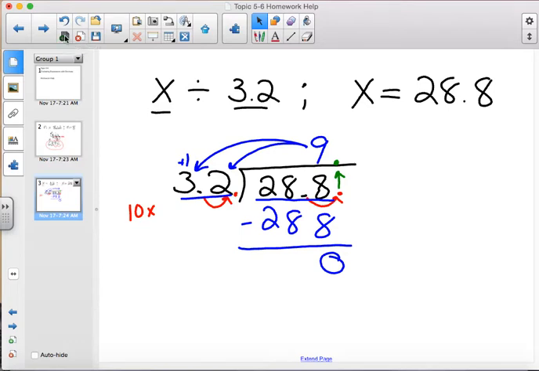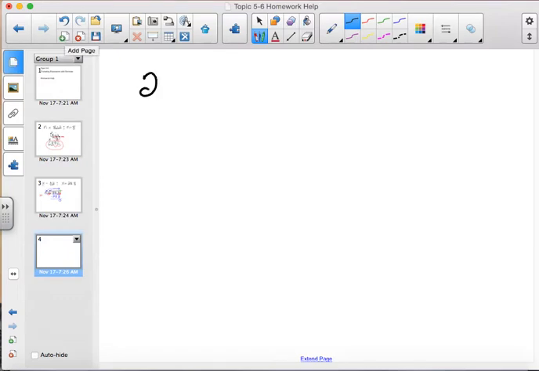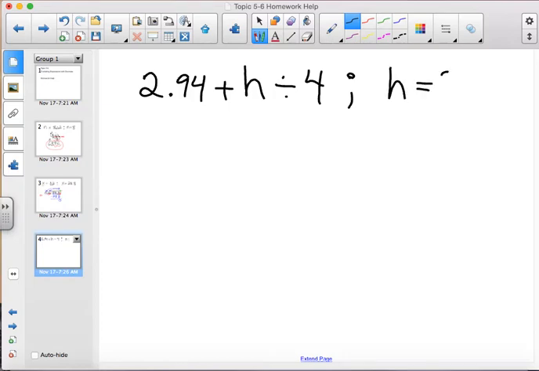Okay, let's try another one. We'll make it a little bit more complicated this time. We'll add in a couple of operations, so you'll need to watch the order of operations. We have 2 and 94 hundredths plus h, the variable, divided by 4. And the value of h equals 21 and 6/10. So I'll pause the video while you solve that expression.